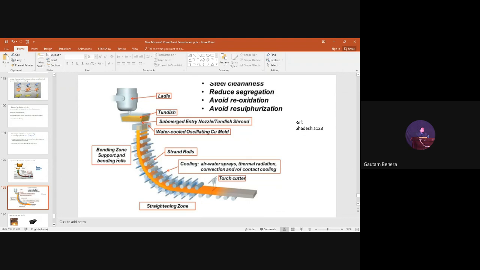And then we have bending zones, supporting rollers and bending rollers. As I told, they will bend the vertical part into horizontal part. And finally, we have a gas cutting torch, which will cut the specimen into a desired length. Then it will move to the next unit, that is the rolling or forging unit, basically the rolling unit, the mechanical working unit.